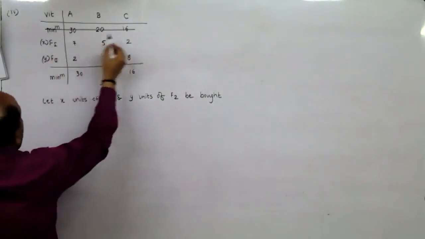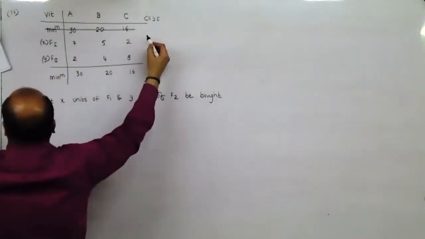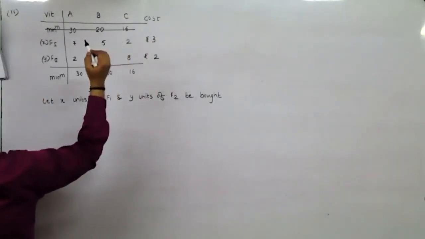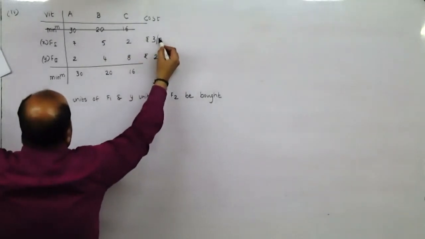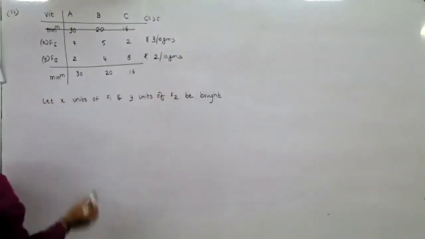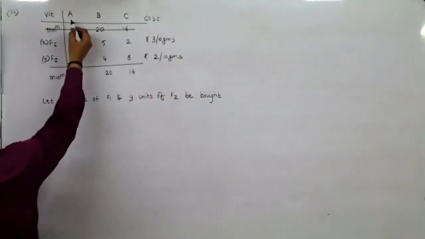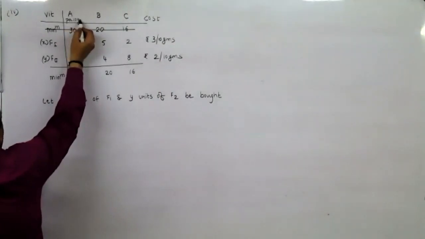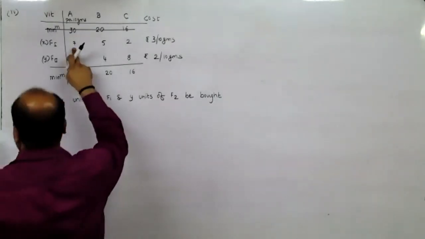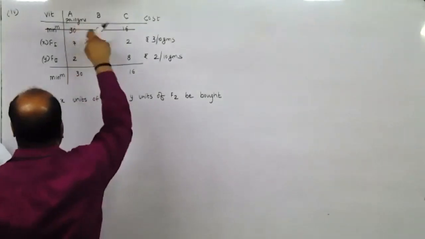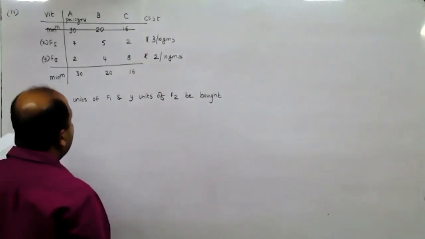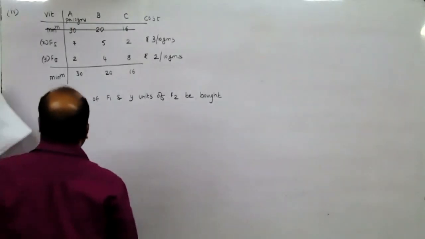The cost of F1 is rupees 3 per unit and the cost of F2 is rupees 2 per 10 grams. If she has one food packet of 10 grams, then she'll get 7 units of vitamin A, then 5 units of B, and 2 units of C.